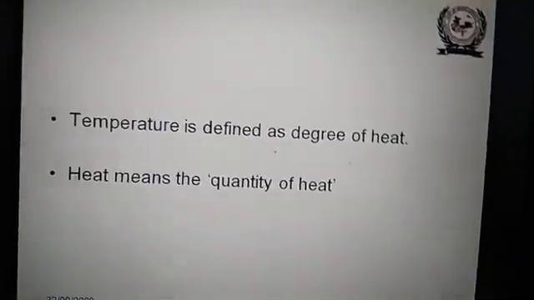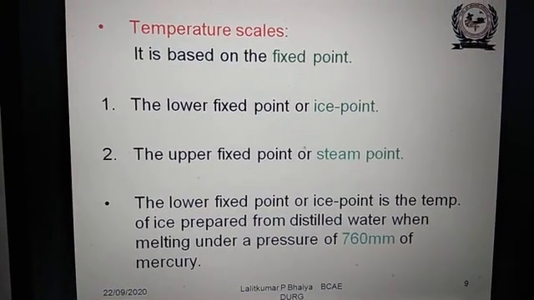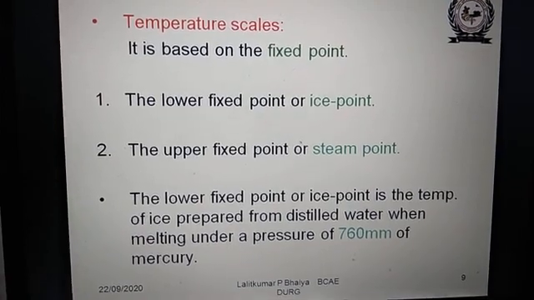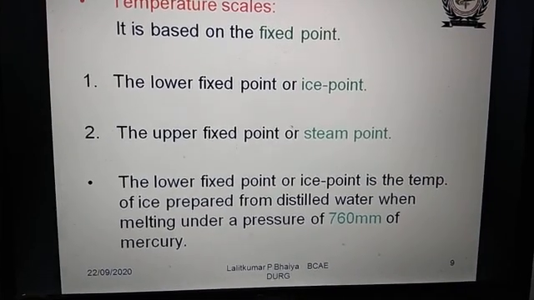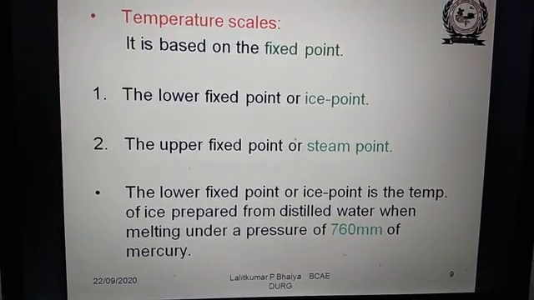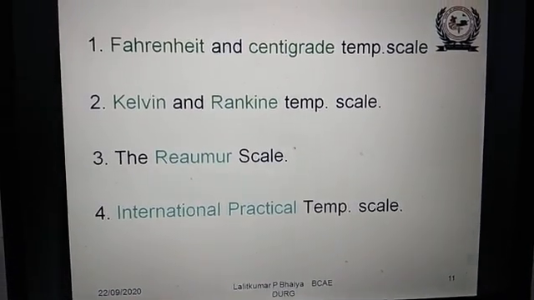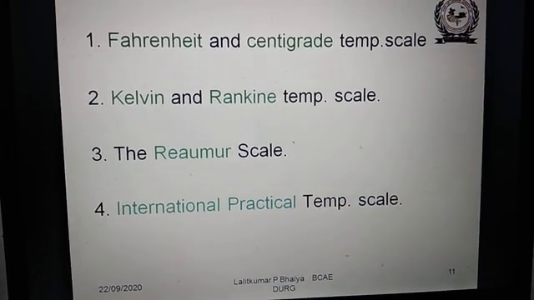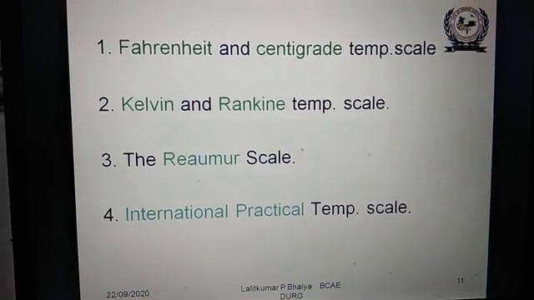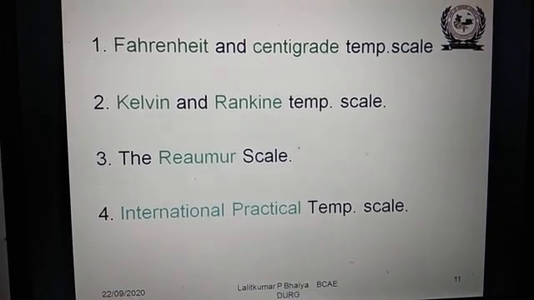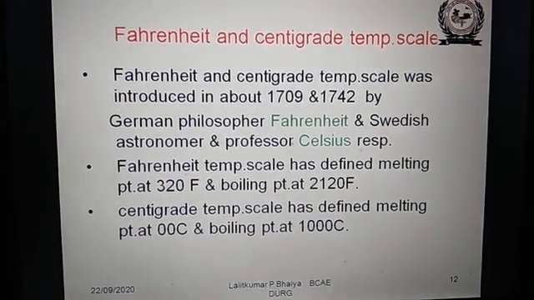How it can be defined in various ways. The law of thermodynamics. Then we have seen temperature scales with respect to the two fixed points, ice point and steam point, and to the level of the mercury, 760 mm level of the mercury, that we have seen. Fahrenheit and centigrade, these are the two most popularly used scales. Then Kelvin and Rankine temperature scale, the Reaumur scale, and some international practical scales.